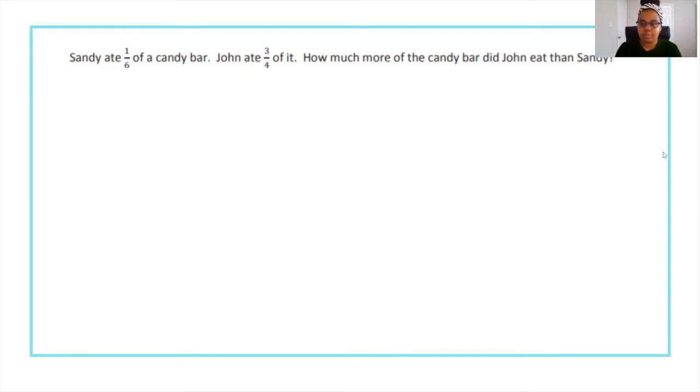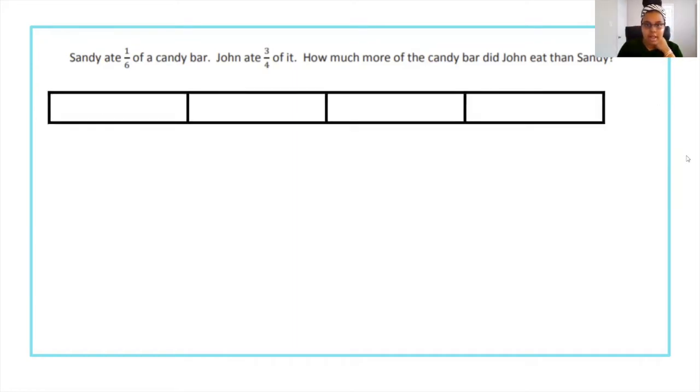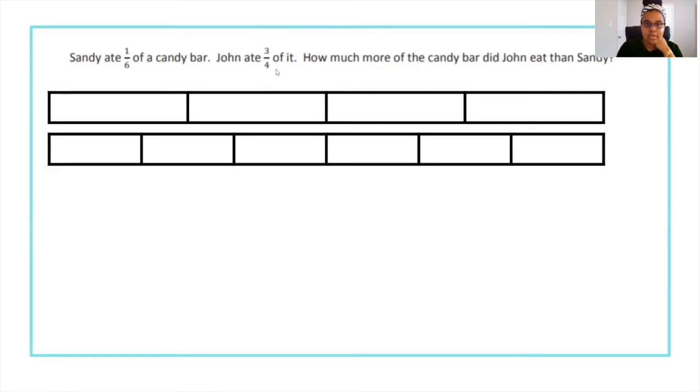All right, so what I'm going to do to start off with this problem is make an area model. I'm going to make the first one and divide it up into fourths because I know that John ate 3/4. And I'm going to make a second area model, and I'm going to divide that up into 6 because I know that Sandy ate 1/6. So for John, I can shade in 3 out of the 4 pieces. And for Sandy, I'm going to shade in 1 out of the 6 pieces. So from looking at this area model, I can see that 3/4 is larger than 1/6.